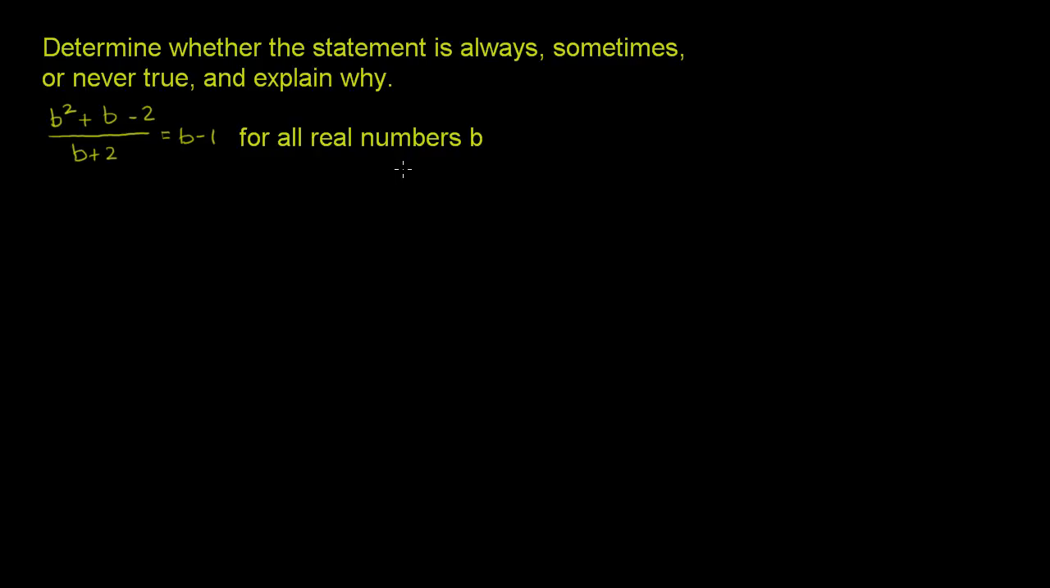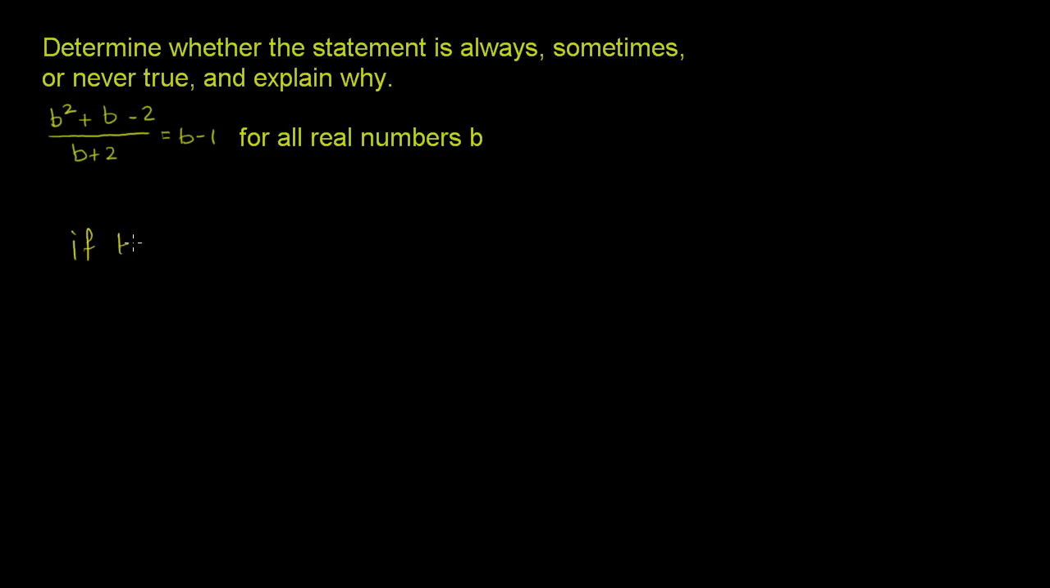Well, one thing that just jumps out at you before you even try to manipulate this algebraically is that I can think of a b value that will make this left expression undefined. And it becomes undefined if this denominator becomes 0. And the way the denominator is going to become 0 is if b is negative 2. So let's write that down.